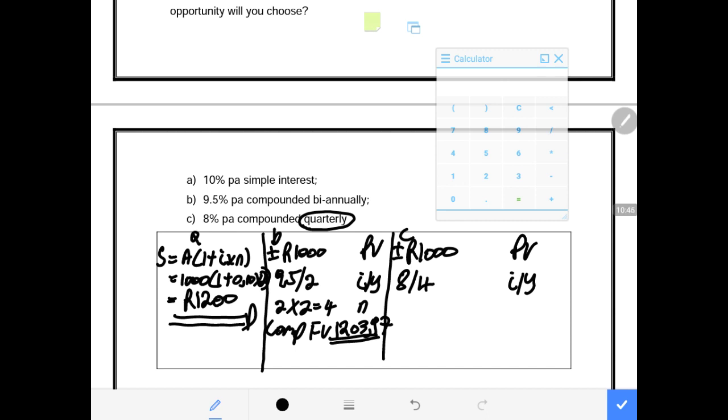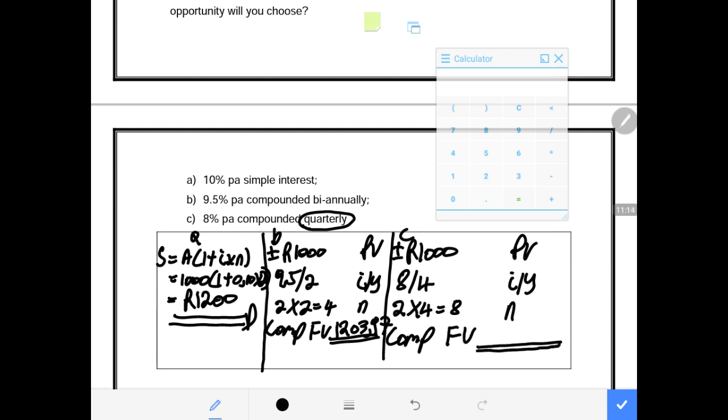Then we go now to our n. It is 2 years, and we say 2 must be multiplied by the number of compounds in a year. Then we say 2 times 4, that means our n will be 8. Therefore this will be our n. Then what are we required to calculate? We need to calculate the future value.